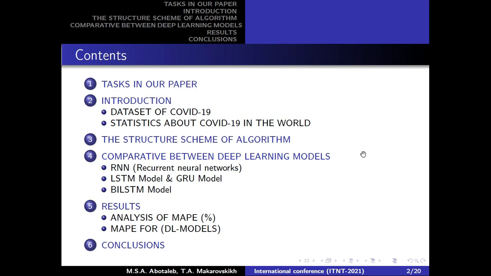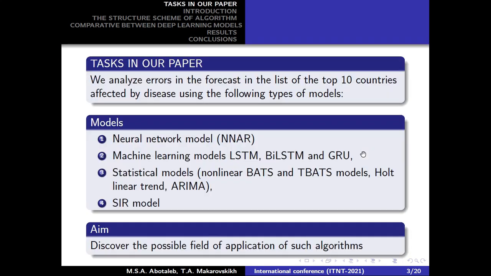Our contents consist of 6 parts. The first part is about tasks in our paper, and the second is the introduction, which consists of 2 subcategories. The first is the dataset of COVID-19, and the second is statistics about COVID-19 in the world. Then we will go to the structure schema of the algorithm, then a comparison between deep learning models, then results, and finally we will discuss our conclusions. Let's go.